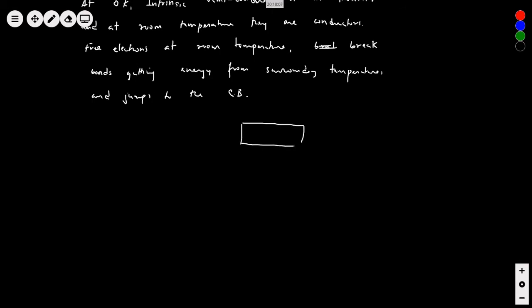So we will be having, at 0 Kelvin, for intrinsic semiconductor, you see at 0 Kelvin the valence band is completely filled. Now I'm going to show with this, and the conduction band is empty. So this is at 0 Kelvin.